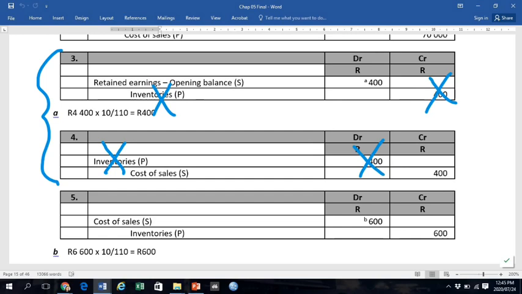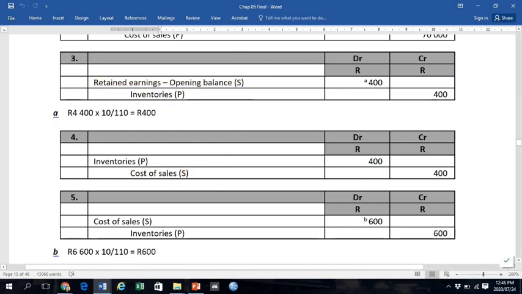The journal entry for the unrealized profit in opening inventories is a debit to retained earnings opening balance and a credit to cost of sales, as it moves this profit out of the retained earnings opening balance of the selling entity into the profit of the group. The difference when compared to example 5.1 is that we now debit the retained earnings opening balance of the subsidiary and the cost of sales of the subsidiary. The amount of 400 was calculated in the same way as in example 5.1.